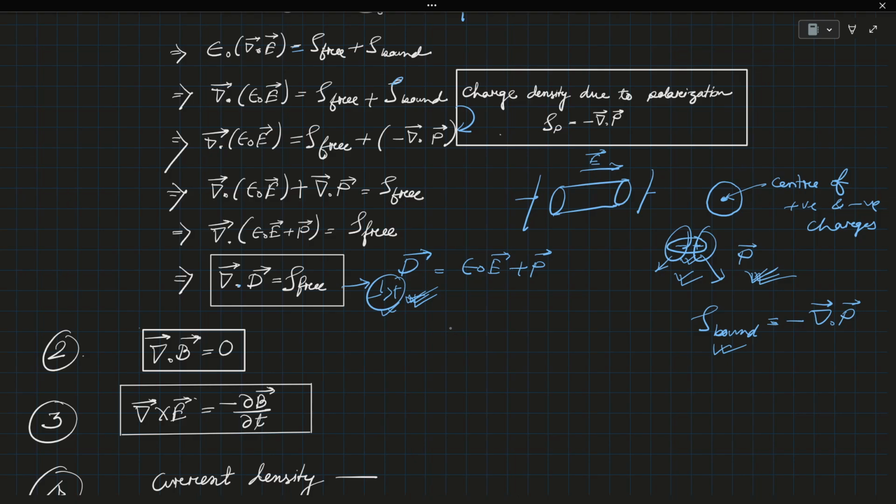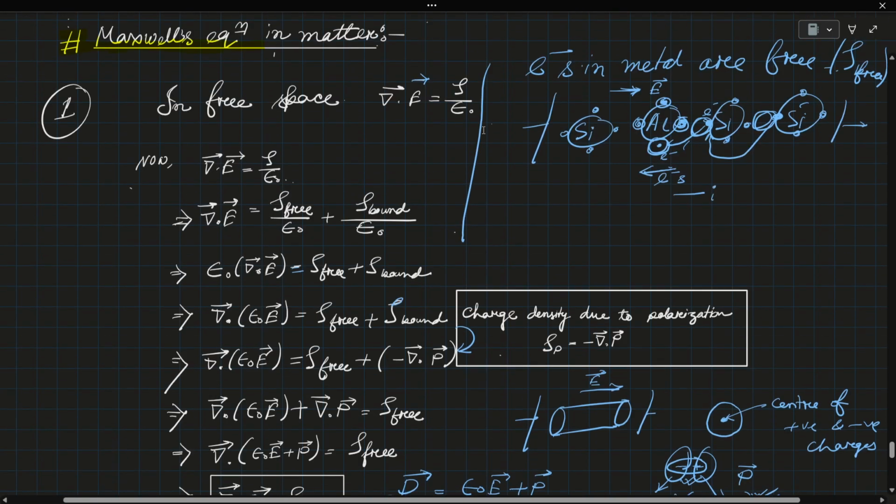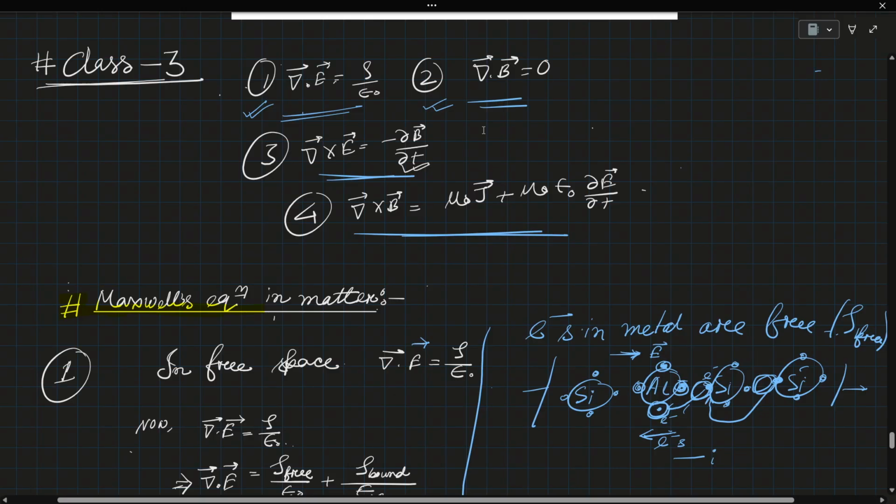And the second one remains the same, and the third one also remains the same, okay. So this is del dot B equals 0 and del cross E equals minus del B del T. And the fourth one, there is some change, okay. So what was the fourth equation? The fourth equation was del cross B equals mu naught J plus mu naught epsilon naught del E del T, okay.